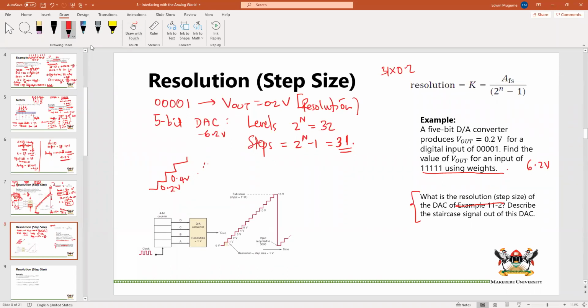And so you have many steps here until you reach 6.2 volts, and it will come back down, and so on, all the way back to 6.2 volts. Its resolution, as we have seen, is 0.2 volts. As simple as that.